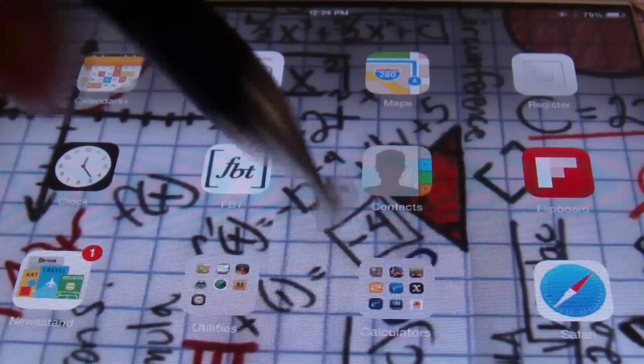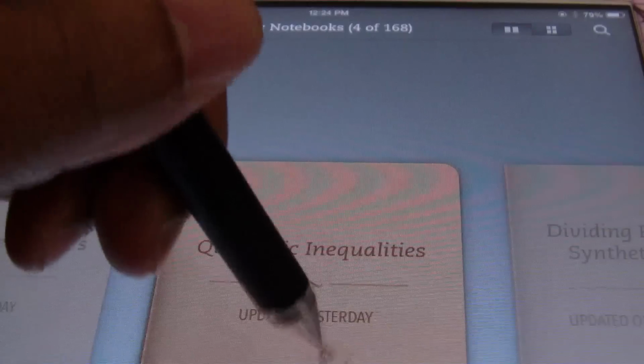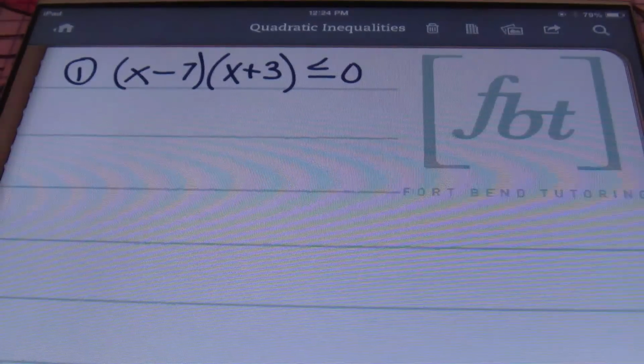Hello ladies and gentlemen, this is Mr. Witt with Fort Bend Tutoring, and today's tutorial is going to be about quadratic inequalities. I've got some fun to show you today, ladies and gentlemen. Let's start with problem number 1.